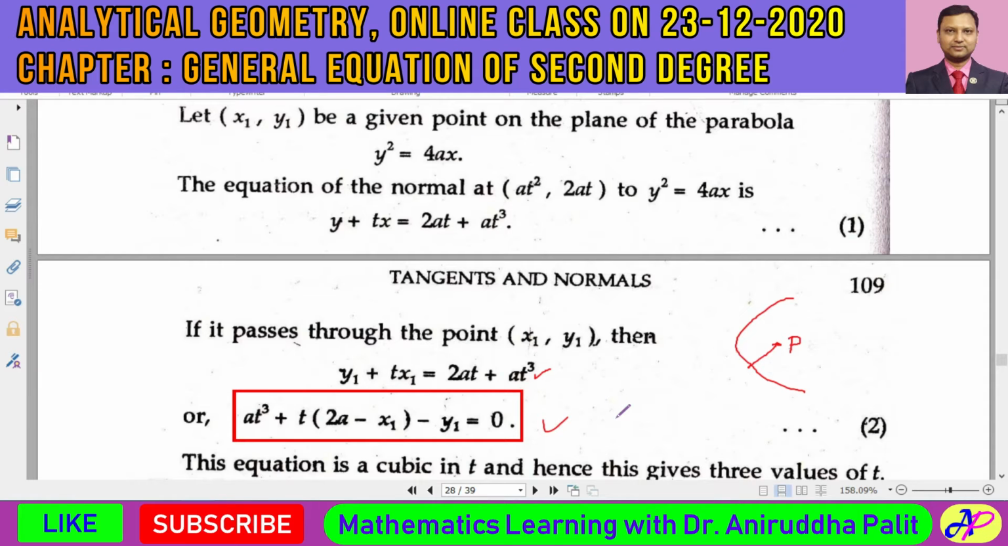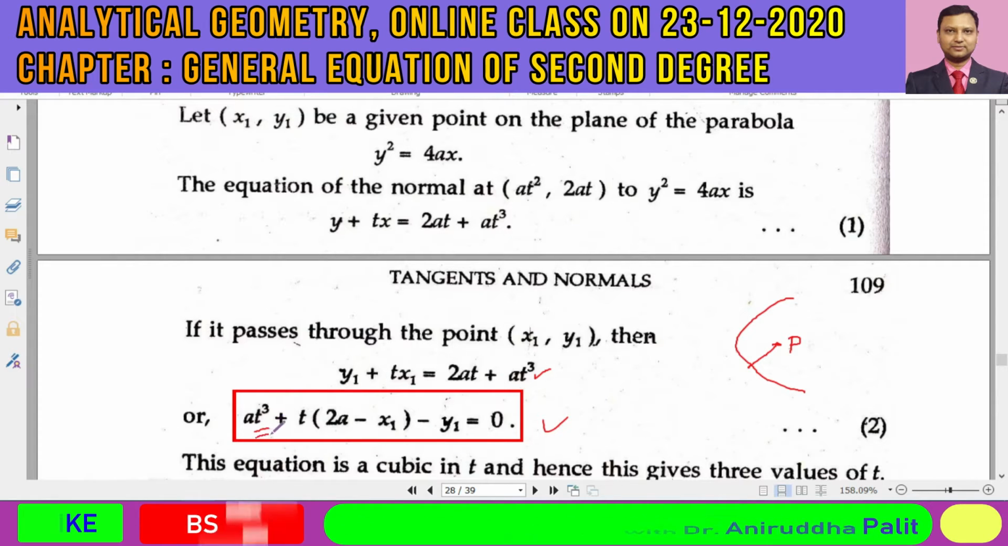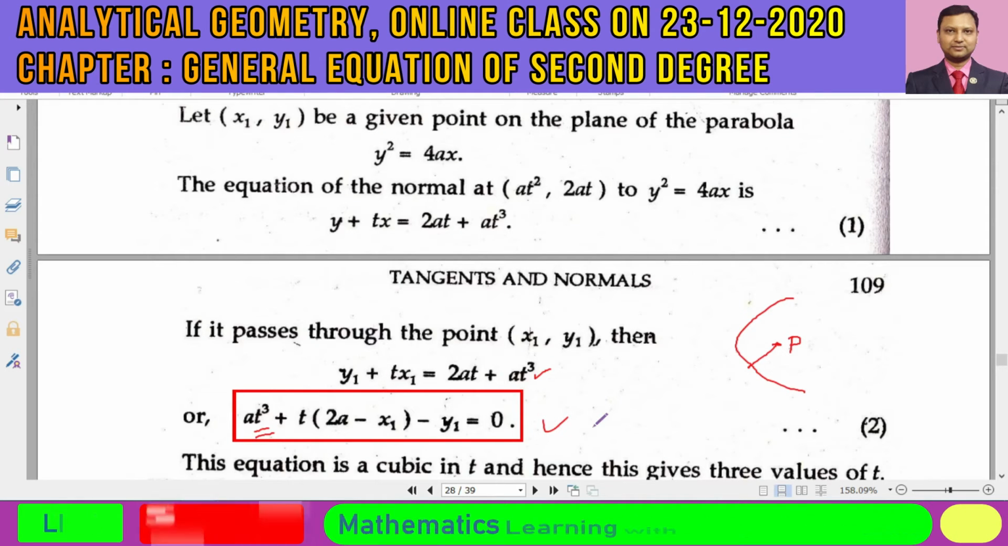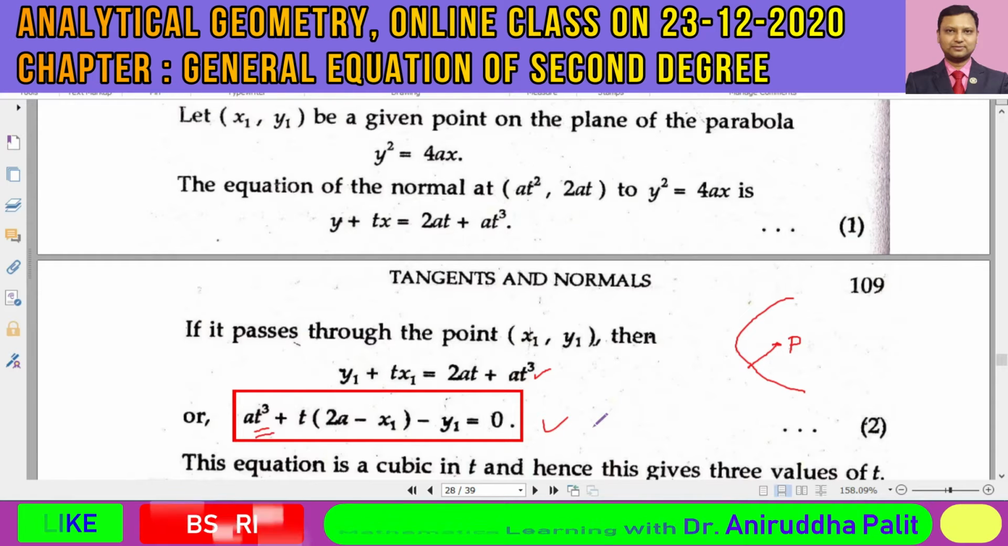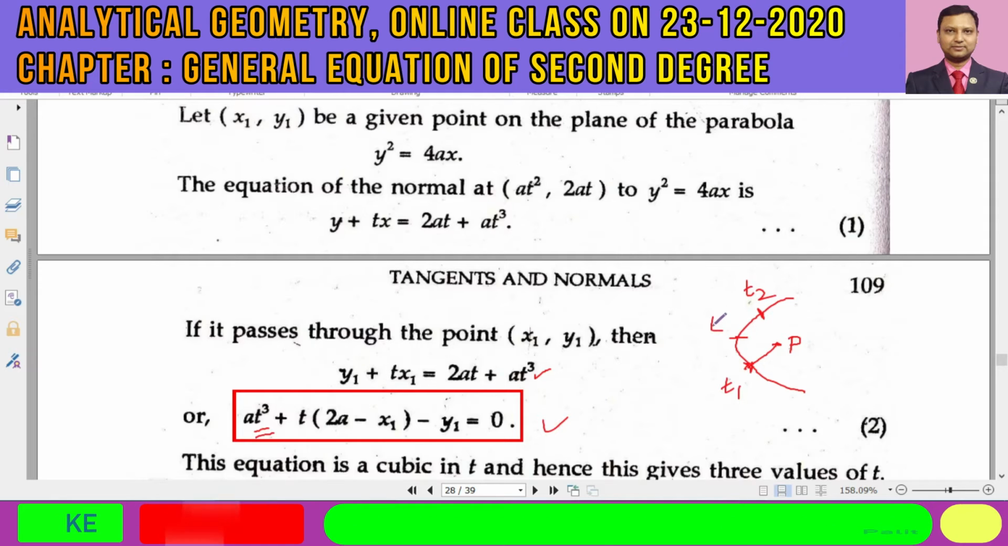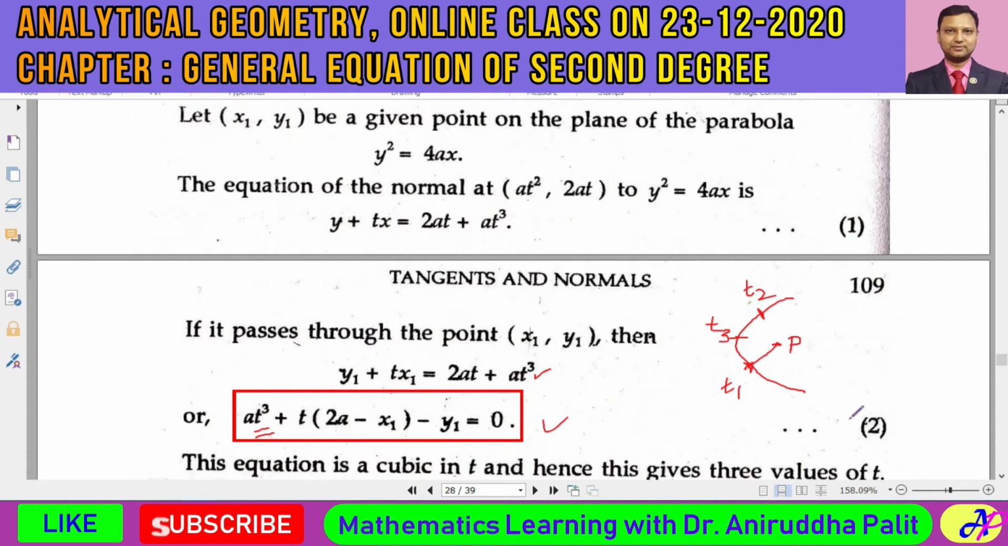This equation and the earlier equation are actually the same equation represented in different fashion. So how many real values of t are possible? This is a cubic equation, so we would get a maximum of 3 values of t: t1, t2 and t3. For t equal to t1 you get one point on the curve, for t2 the second point, and for t3 the third point.